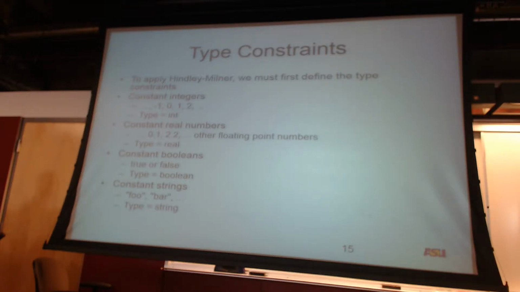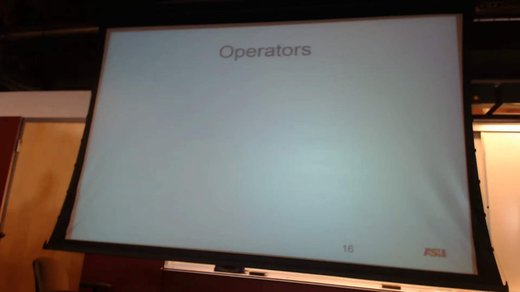So any integer 0, 1, 2, -1, -2 will have the type int. Any real number 0.1, 2.2 will give the type real. Any booleans true or false will give the type boolean. Any string will give the type string. So these are the first basic types constraint. Right. Then we have constraints for operators.